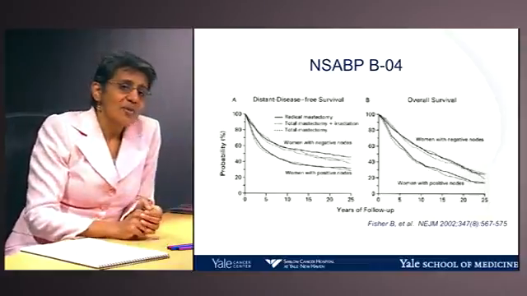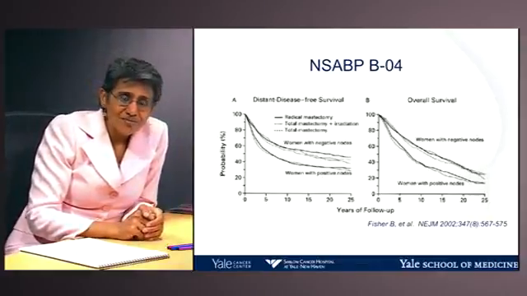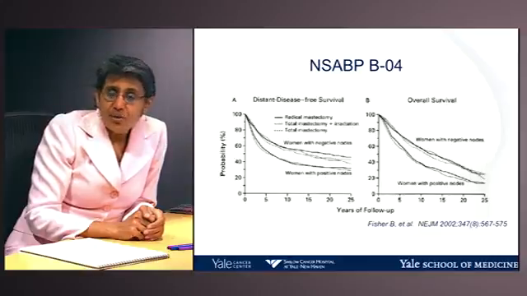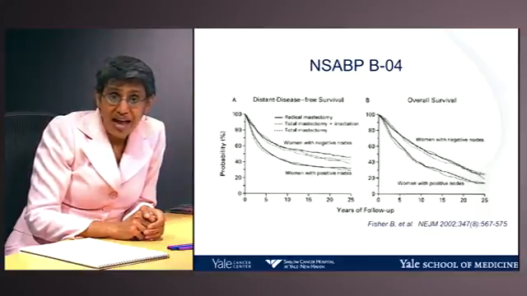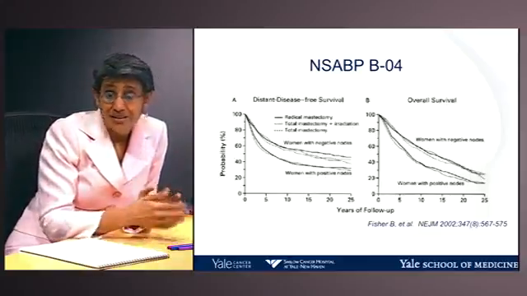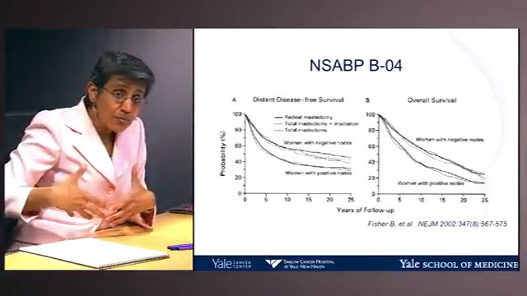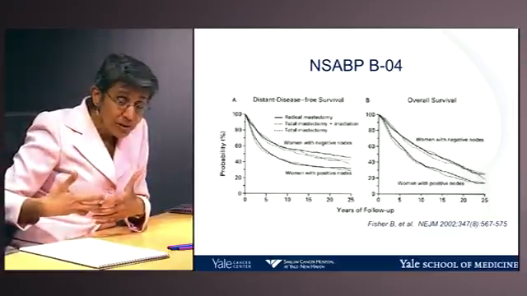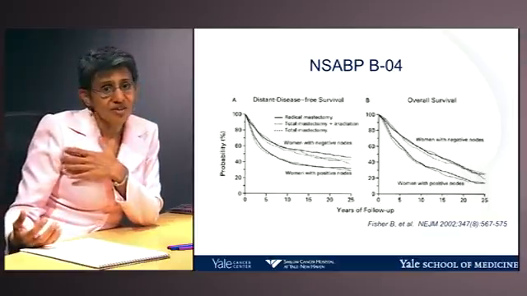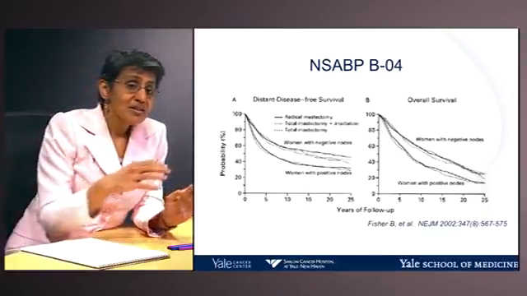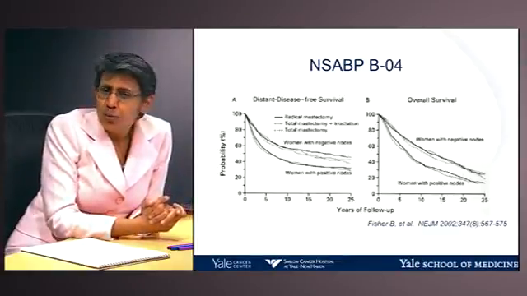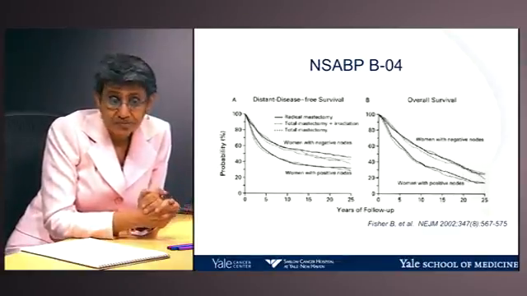So here's data from the NSABP B04 trial. This was a clinical trial that randomized patients to either have a radical mastectomy, which was standard of care back in the day, where the breast would be removed, the pectoral muscles would be removed, and all of the lymph nodes, or to simply have the breast removed without taking any lymph nodes.